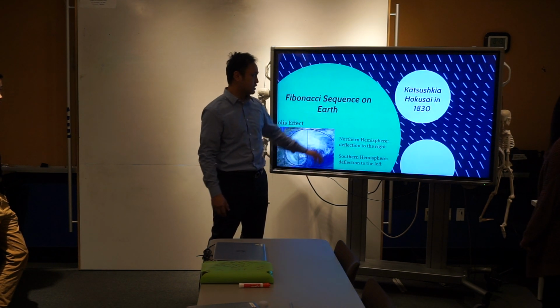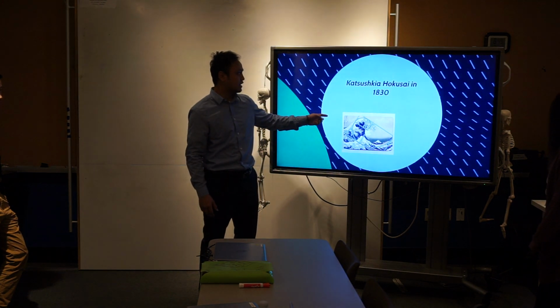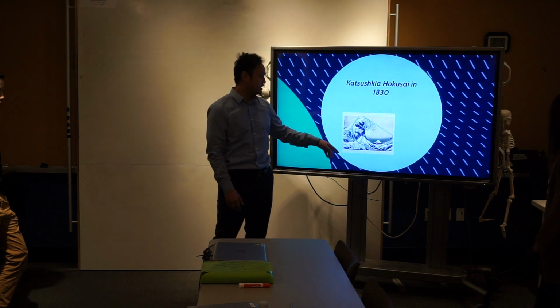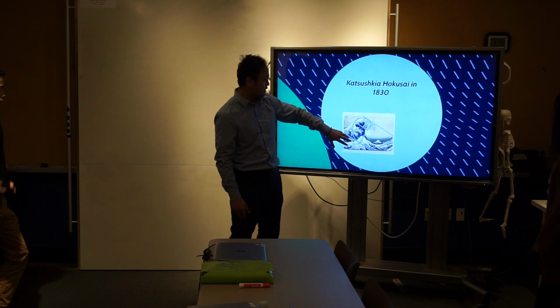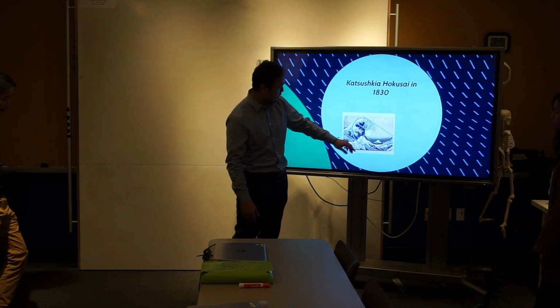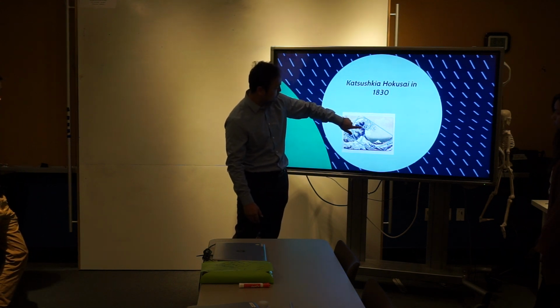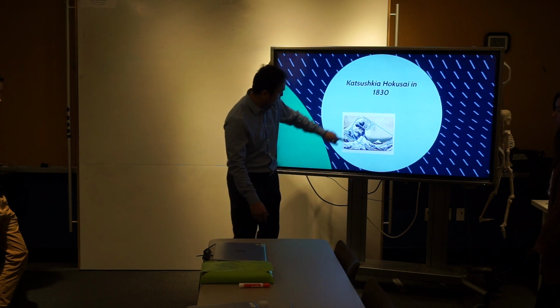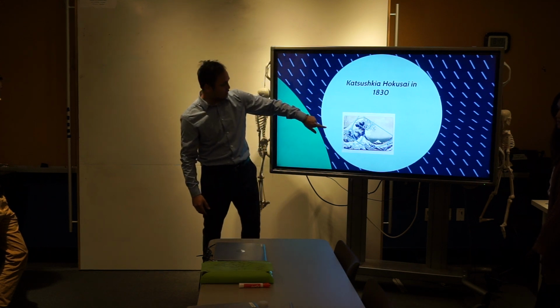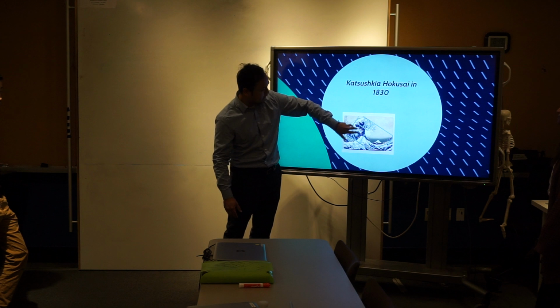And then in this one by Katsushika Hokusai in 1830, he made a painting. As you can see, the spiral goes right here, and then inside that painting, there's also fractals in there too. You can see the little curves. Can you guys see that? Yeah, you see that there? That's how it's in paintings too.